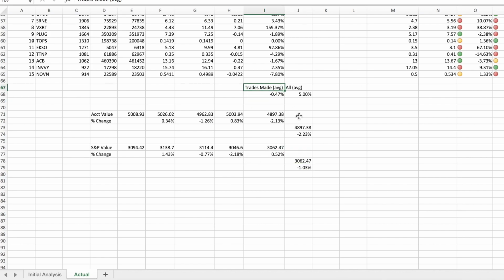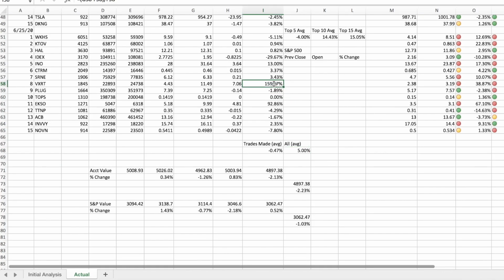Interestingly enough, the trades made, the average was a negative 0.47% return, whereas if I average all of them, it's 5%, so this goes to show that there is potentially value here, but this could be weighed unfairly by the ones that increased a ton. You would not know which ones these would be unless you can figure that out some other way. If you have any ideas, leave them in the comments.